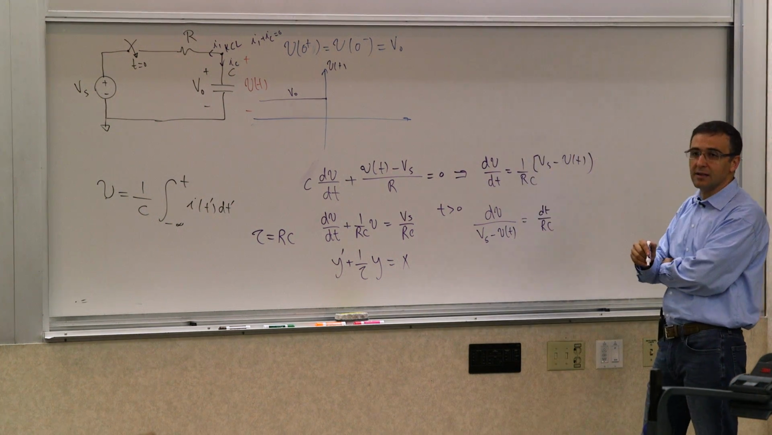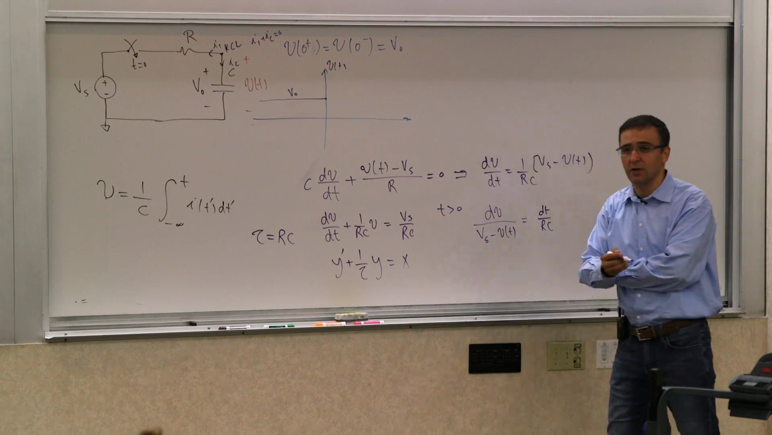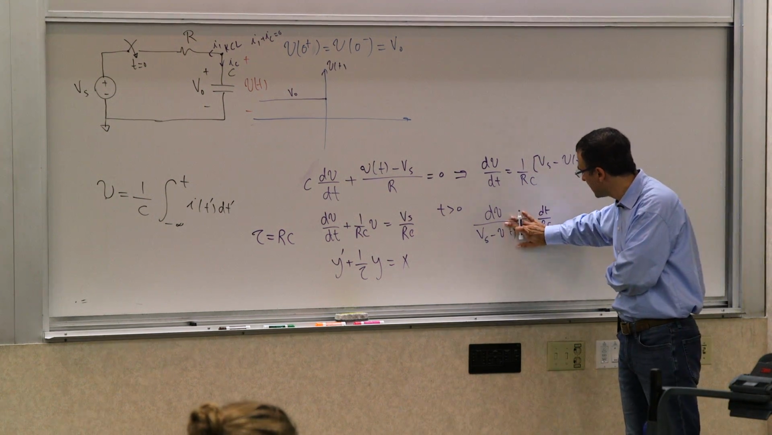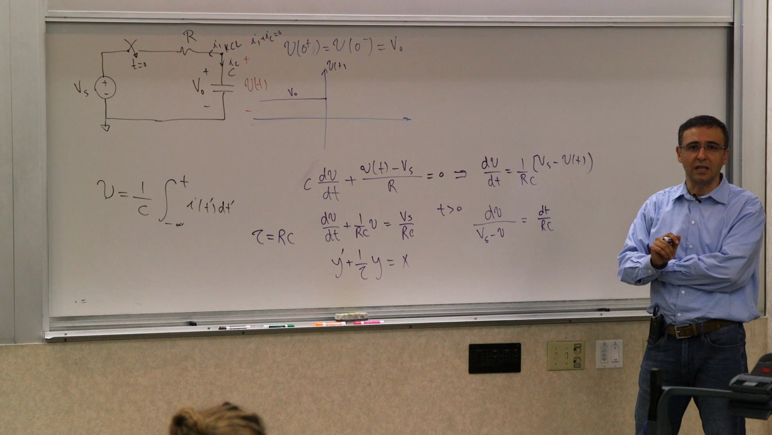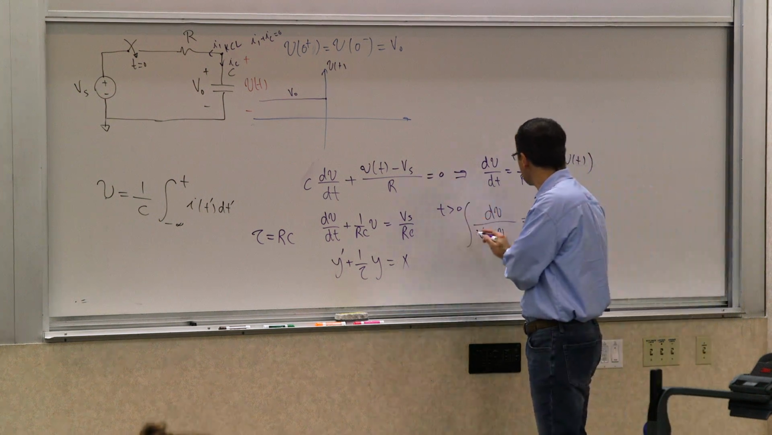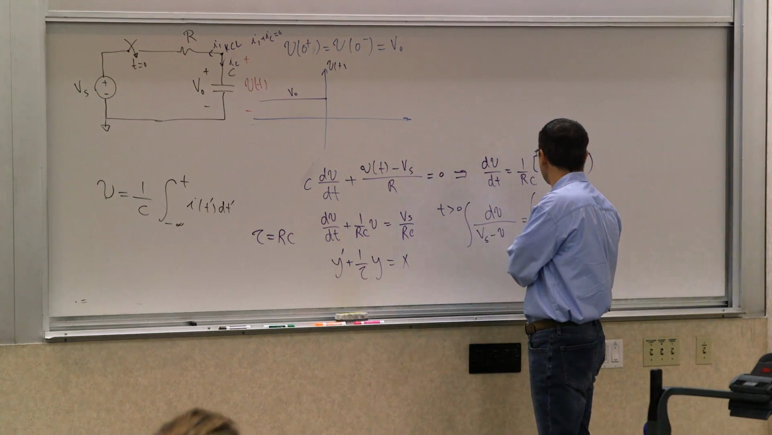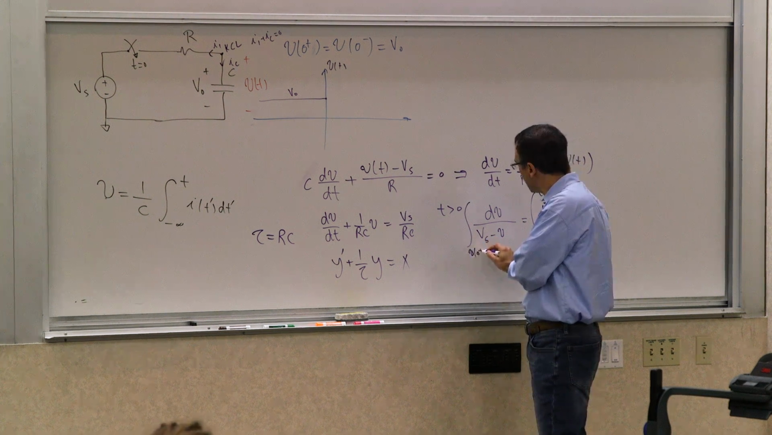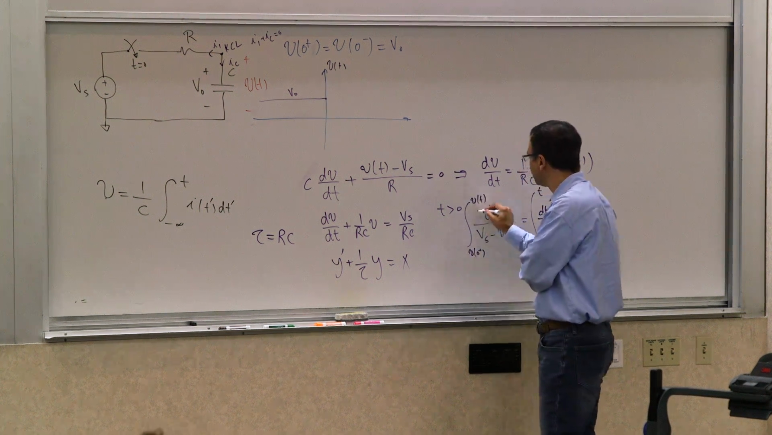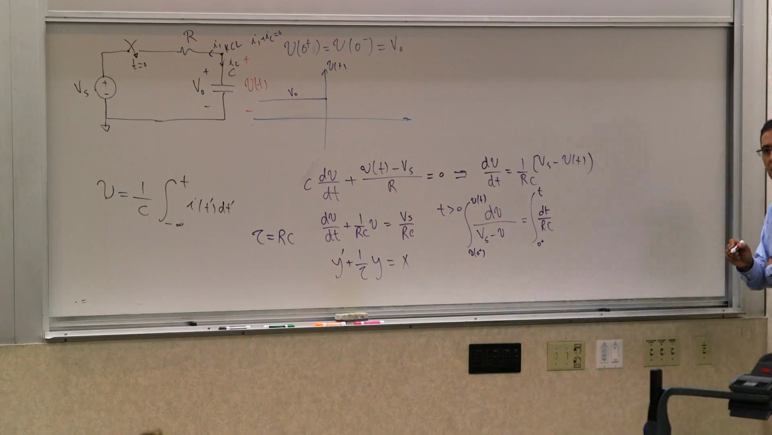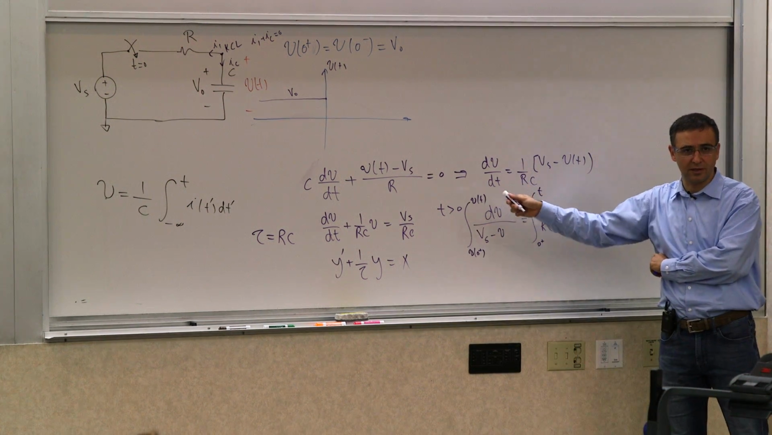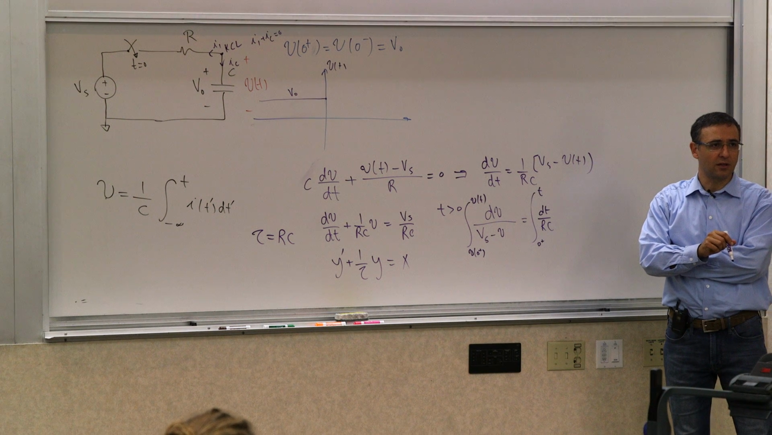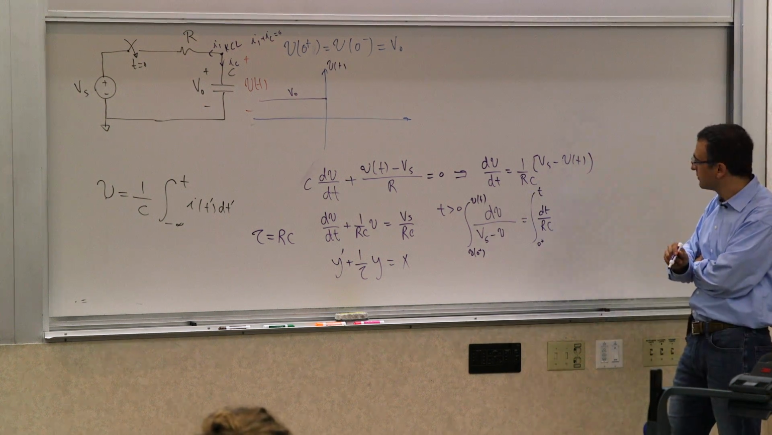Now you can integrate it, because this side is a function of V and this side is a function of t. So I can integrate this and integrate this. I can integrate from 0 plus to t, and from V of 0 plus to V of t. The left and right limits have to match on an integration of this sort.